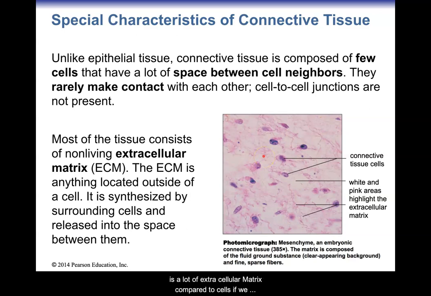We can see that there is a lot of extracellular matrix compared to cells if we form that ratio. The extracellular matrix, again, is not living. It is not composed of cells. The cells themselves in the connective tissue do make extracellular matrix. They secrete water, ions, proteins, and fiber types into the ECM. The fact that the extracellular matrix makes up the majority of this tissue type really does make it a connective tissue feature.